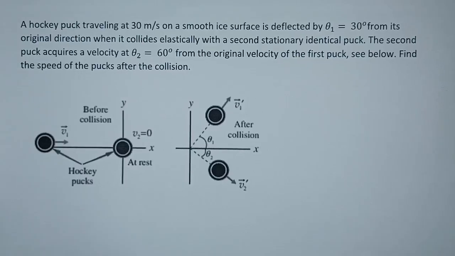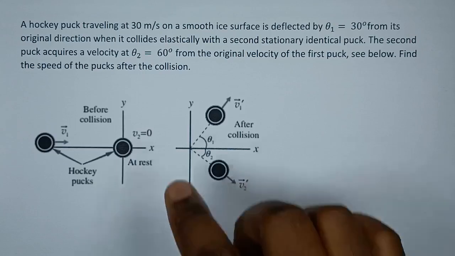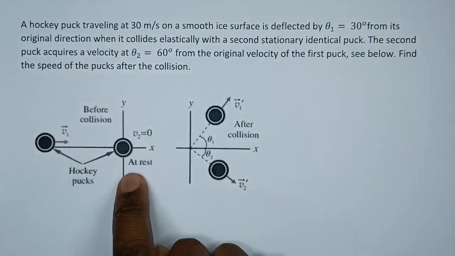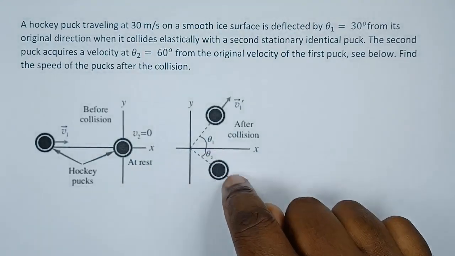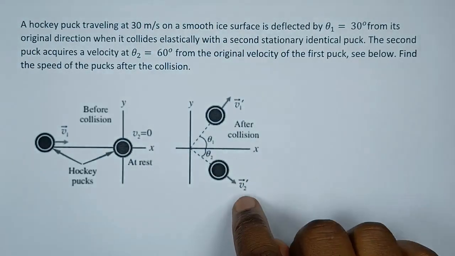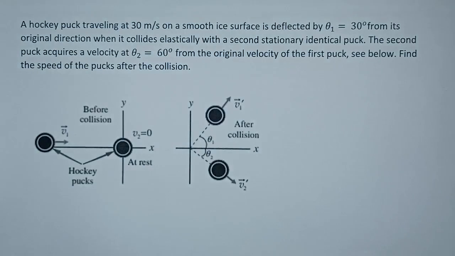Hi guys. So we have this question under momentum and collision. Let's see how we can break it down. The question reads, a hockey puck traveling at 30 meters per second on a smooth ice surface is deflected by an angle of 30 degrees from its original direction. So this happens when it collides with this other object, which was at rest. Then the second puck is pushed downwards with a velocity of v2 prime that we'll need to calculate.